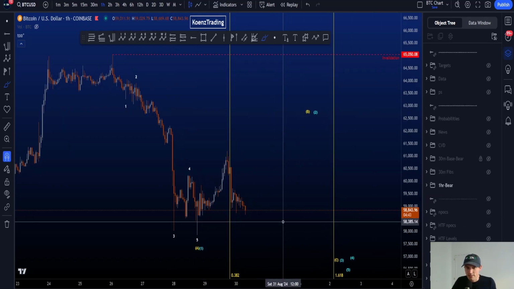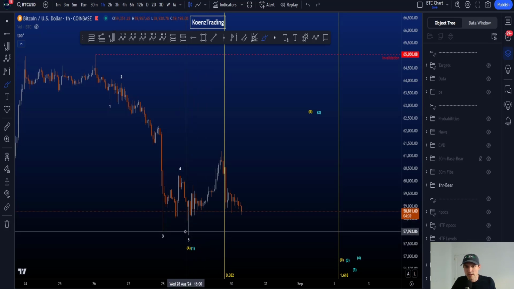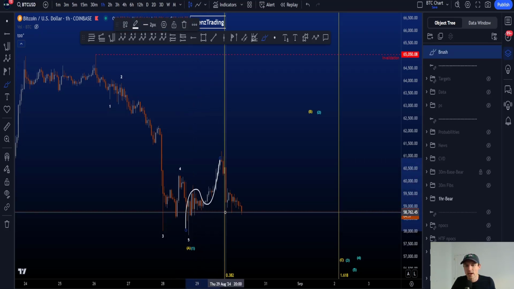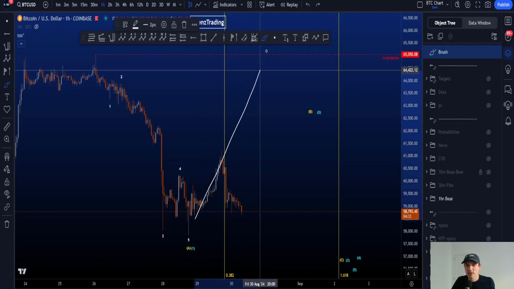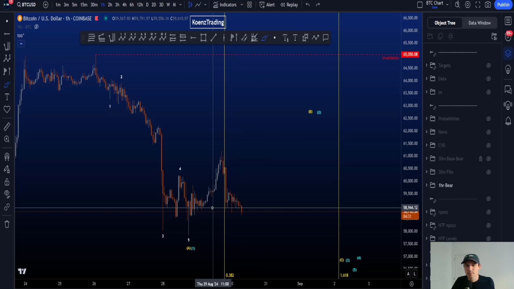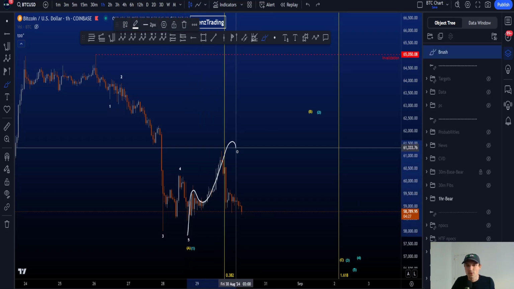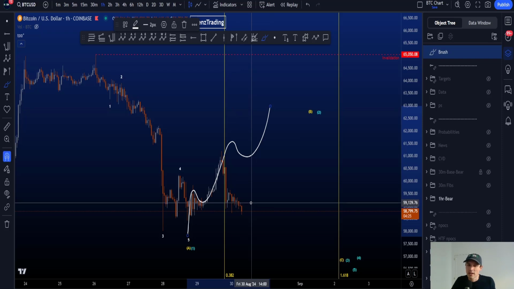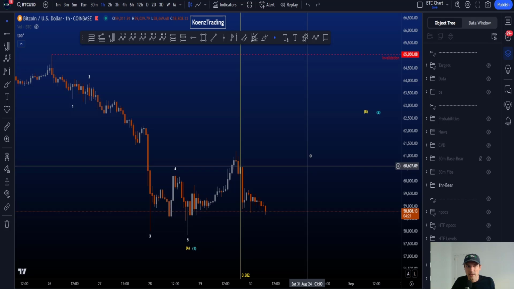Now the probabilities are higher for price to sooner or later take out this low, and that is because of the 3-wave structure we have to the upside. If we really want to change market structure and look for continuation back towards the upside, we actually wanted to see an impulse 1, 2, 3, 4, 5-wave structure. That is not what we got. We very much got a 3-wave structure to the upside.